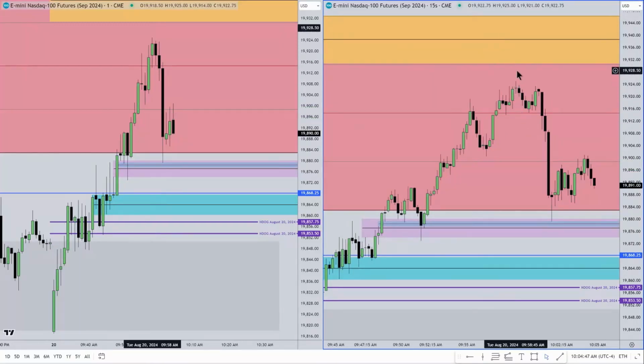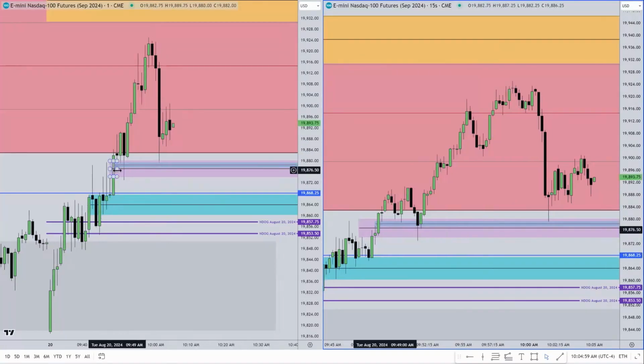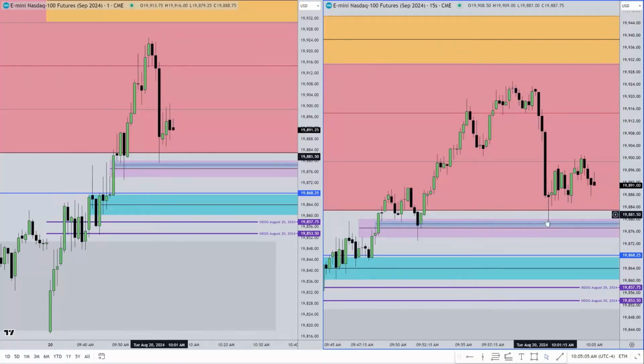We fell just short of the upper third quadrant. We swept the high here with that high, and then slipped back down into the 1 minute buy side and balance sell side inefficiency, that fair value gap, and then touched that 15-second fair value gap there right to the tick. And now we're just banging around between the lower quadrant of that daily volume imbalance, that shaded area here. It's in pink.